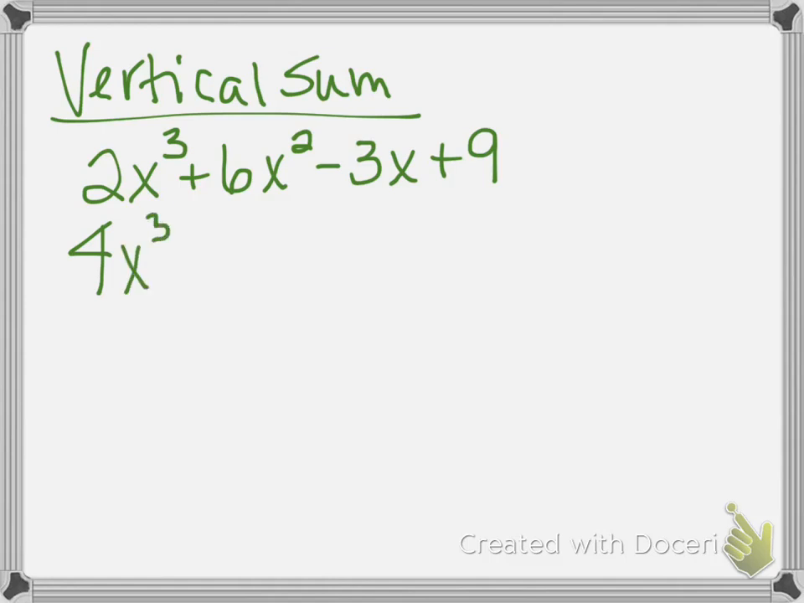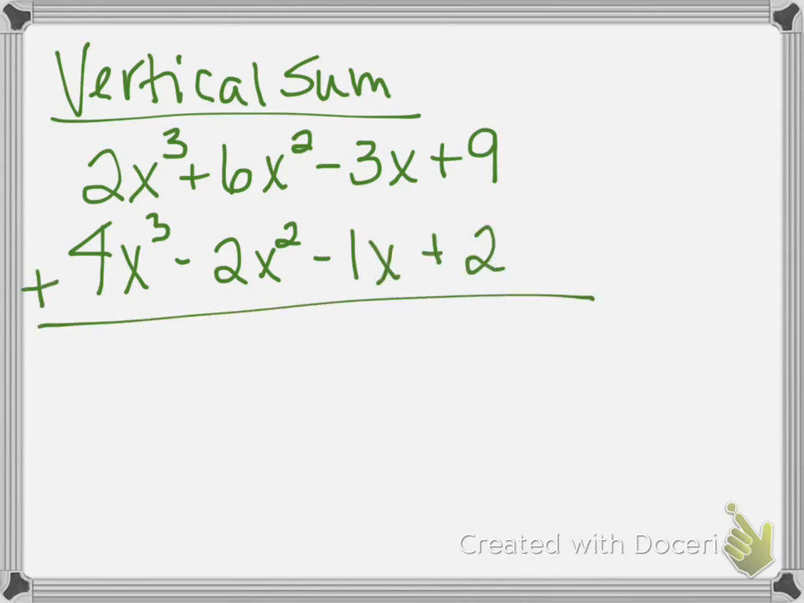So 4x to the third power minus 2x squared minus 1x plus 2. And I add just like I would in regular addition, but I don't do any carrying. So when I add these terms, I just add straight down. So 9 plus 2 is 11. It's a positive 11. Negative 3x minus 1x, remember I just put in that 1 to remember that there is a 1 there, is negative 4x.